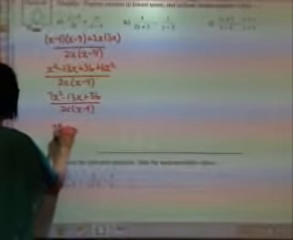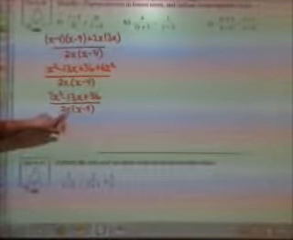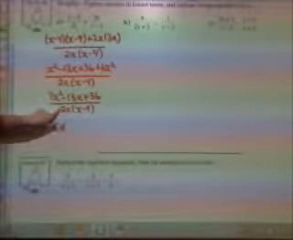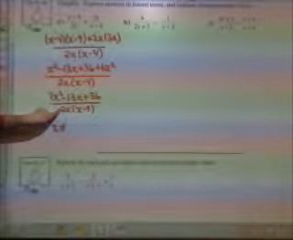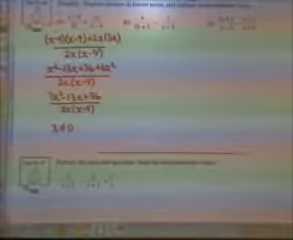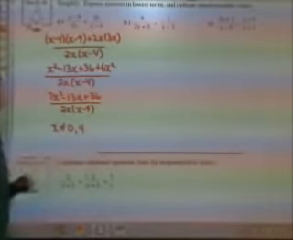So again, now if I list my non-permissible values, what can't x equal? So I look at the 2x. When would 2x equal 0? If x equals 0. And then I look at the x minus 4. When would that equal 0? When x is equal to 4. So there are my two non-permissibles.